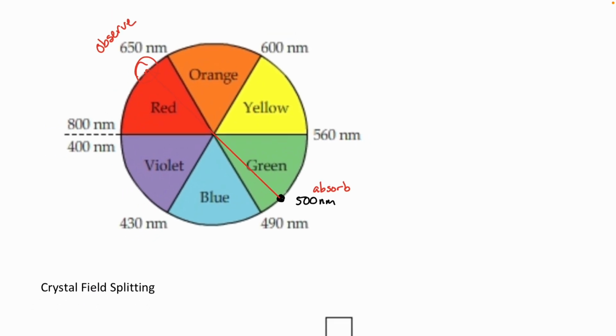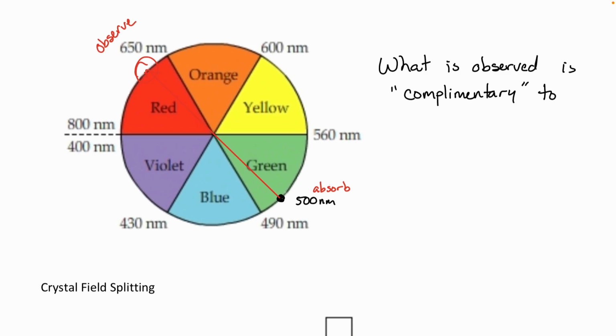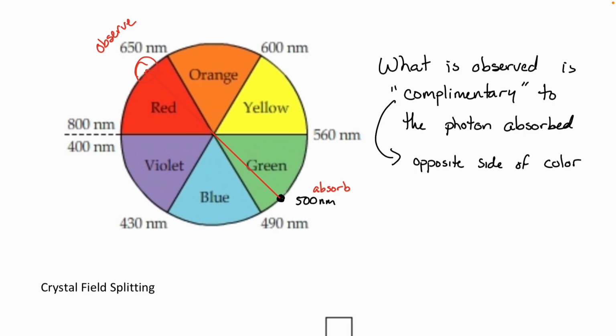Okay? So what is observed is complementary to the photon absorbed. All right, and again, by complementary, I mean the opposite side of the color wheel.